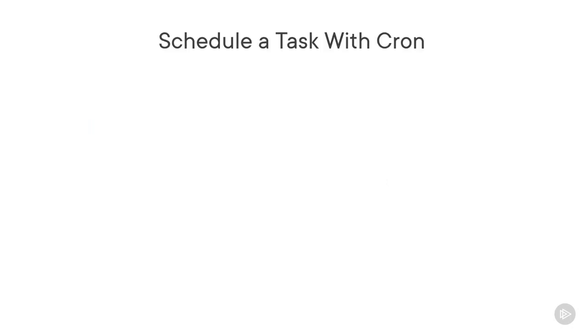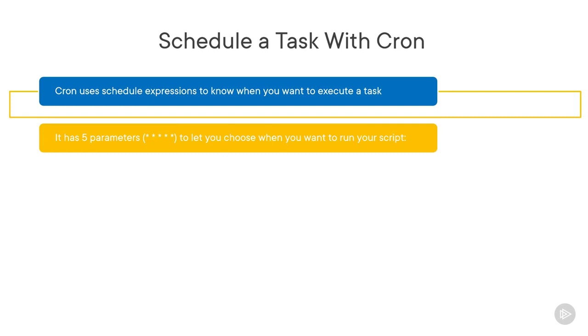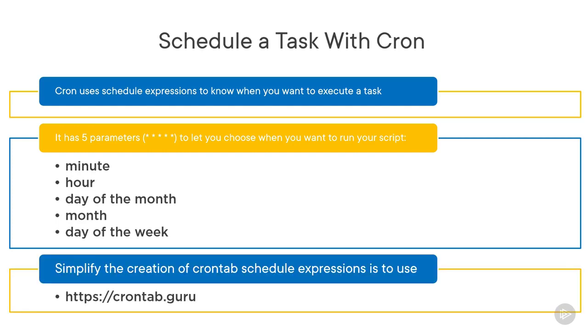So let's dive a little deeper into scheduling a task with cron in Linux. Cron uses schedule expressions to know when you want to execute a task, and this expression has 5 parameters that you can choose from to tell cron when to run your script. These are minute, hour, day of the month, month, and day of the week. You could configure those parameters manually, or you could use a tool called crontab.guru. This is a free web app that's really easy to use and simplifies the process for you.